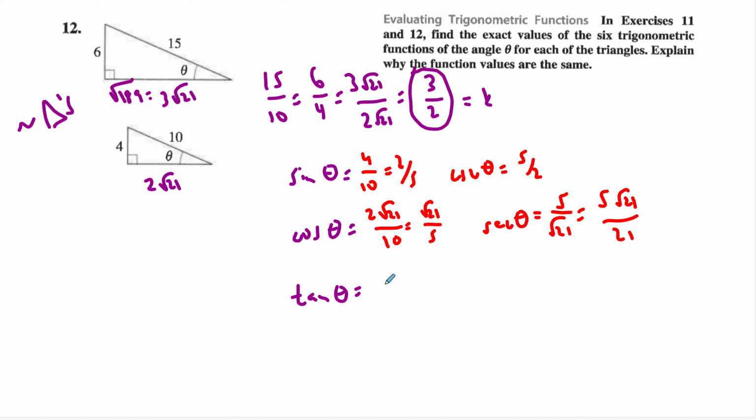And the tangent is going to be opposite over adjacent, 2 over root 21, which is 2 root 21 over 21. And the cotangent, well, I'm going to flip this one because it's going to be the easiest, because then I won't have to rationalize anything. That's it.